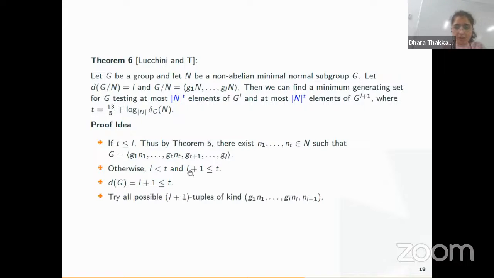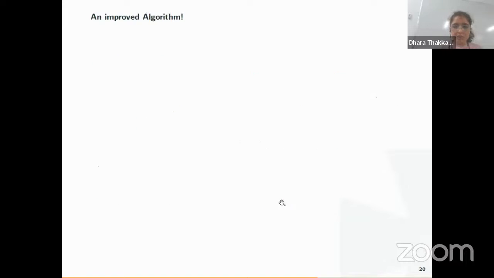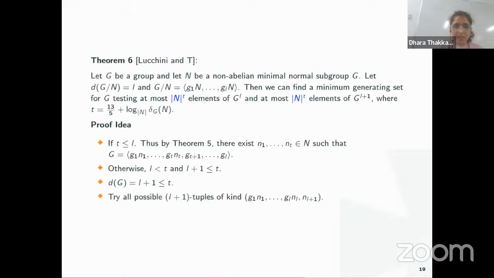And what we can do is try all possible subsets of this form, which is g1 n1 to gL nL, n(L+1), and check whether one of them generates G or not. And since d(G) equals L plus 1, Gaschütz's lemma guarantees that one of these possible subsets should generate G. So that is how we can even handle the case when T is not less than or equal to L.